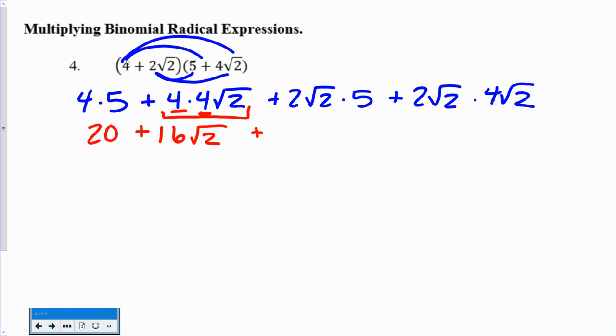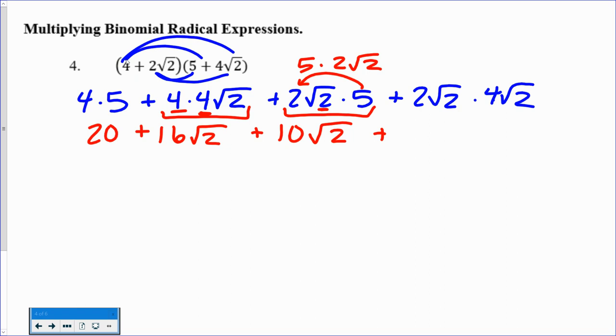Okay, plus 2 square roots of 2 times 5. This 2 is in the radical. That cannot be multiplied by the 5, but the 5 can multiply that 2. Okay, I can rewrite this as 5 times 2 square roots of 2. It means the same thing as 2 square roots of 2 times 5. So if it helps you to reorder them, you can, but that would give me 10 square roots of 2.